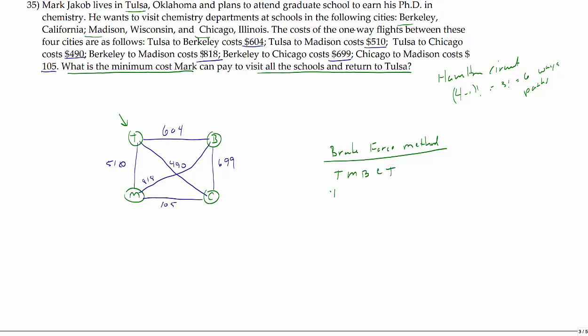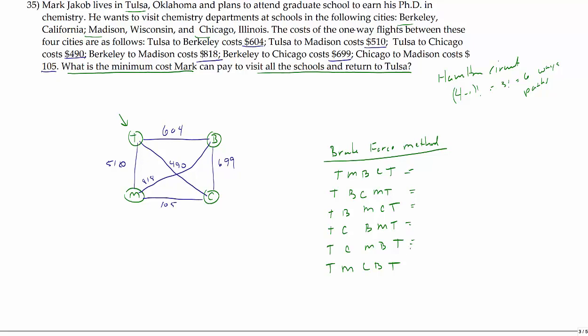Another possibility would be from T, then I'll go to B to C, M to T. And I could go TB, then I could hit M, and then C, and then T. Let's see, I can go from Tulsa to Chicago, and then I would go BMT, or Tulsa, Chicago, MBT. So these are my, let's see, did I get them all? I gotta get, let's see which one I missed. Oh, I missed TM, CBT, okay. So here are my 6 different paths.